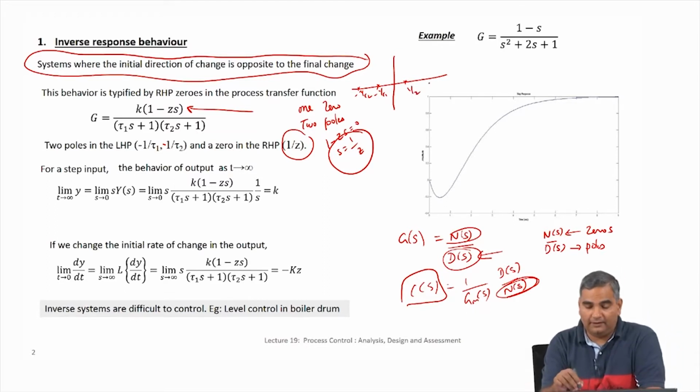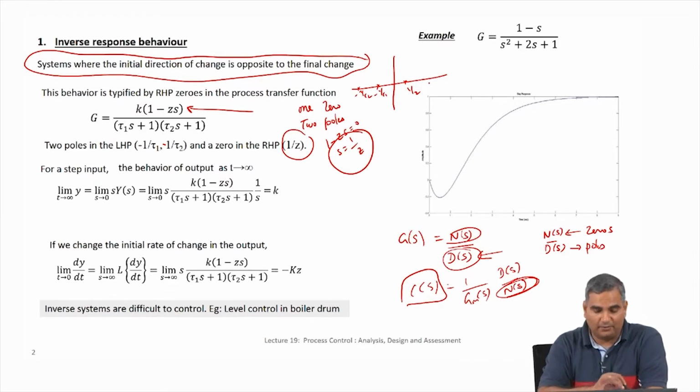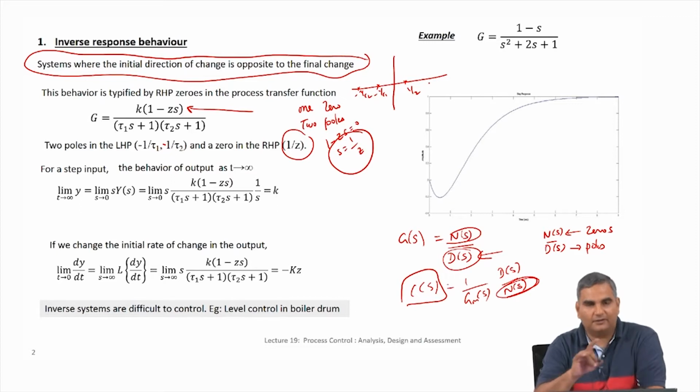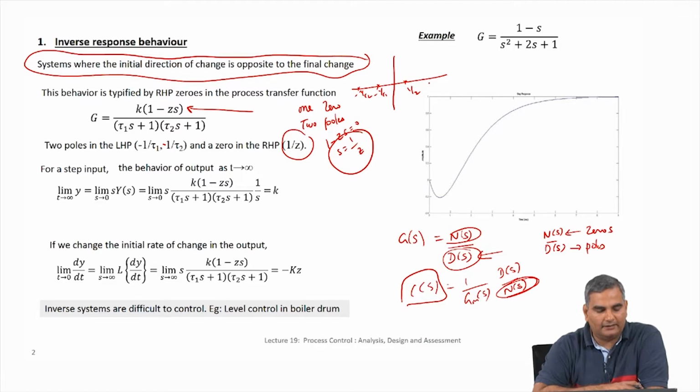If a pole had been in the right half plane, we would have said anyway the system is unstable, but actually the system is not unstable because all the poles are in LHP. However, we have a zero in the RHP. Okay. So, inverse response systems are typified by zeros in the RHP. So, the first question that I asked we can answer, which is to say that if I look at the numerator polynomial and I find that there are zeros in the right half plane, then I have to worry about inverse response, and if I have only one zero in the right half plane, that system will show an inverse response behavior.